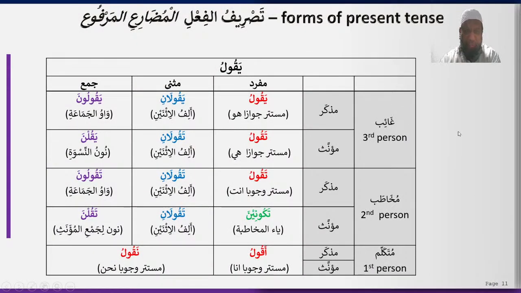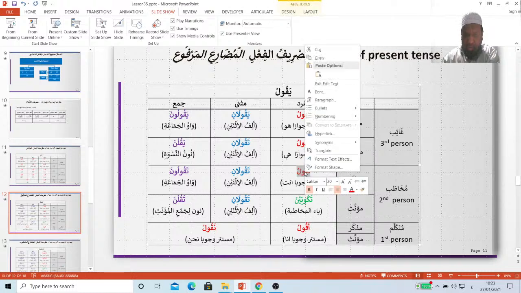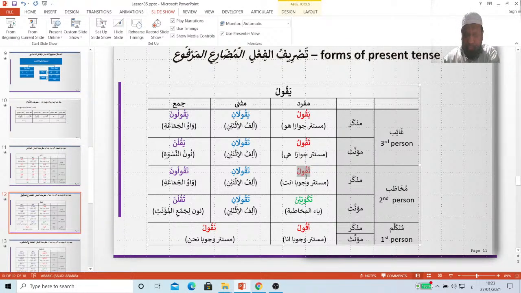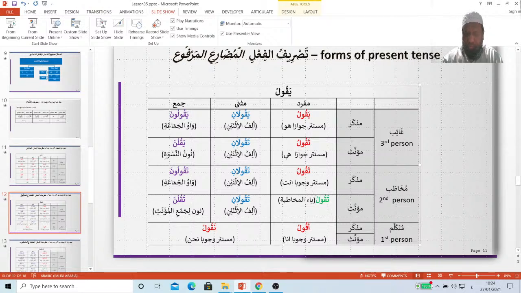Let's look at فعل مضارع. يقول يقول تقول تقول أقول نقول يقولان تقولان تقولان تقولان يقولون يقولن تقولون تقولن تقولين.